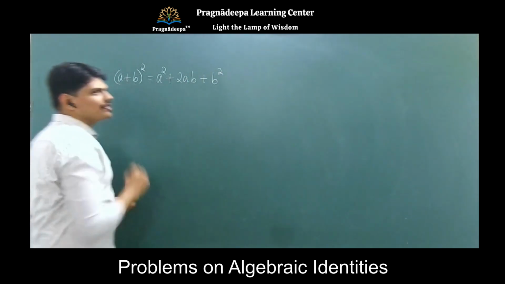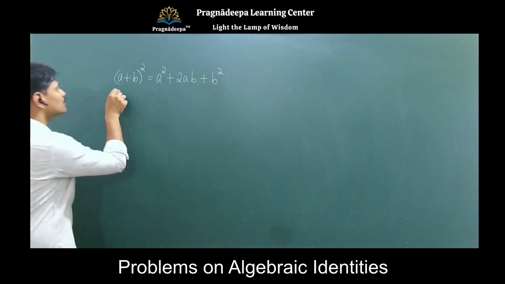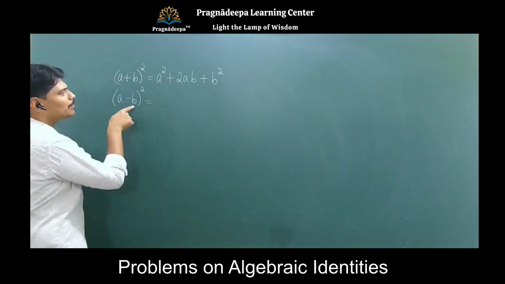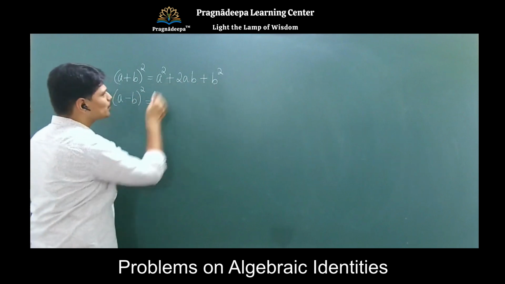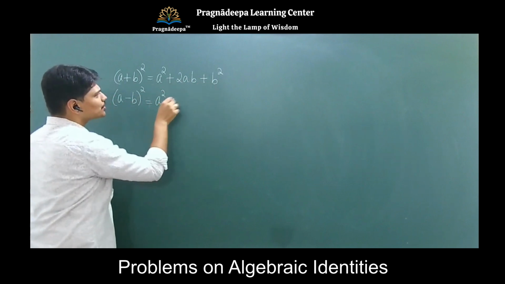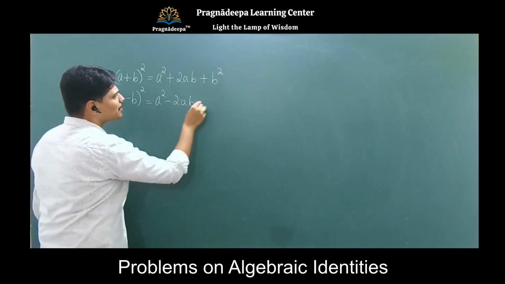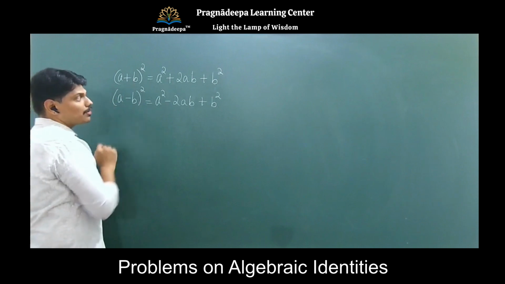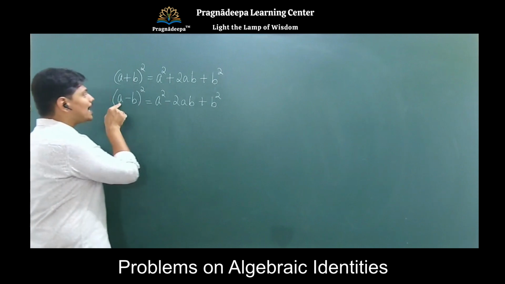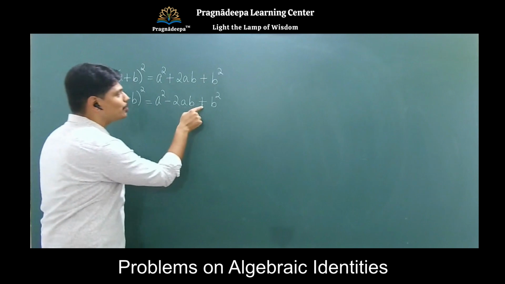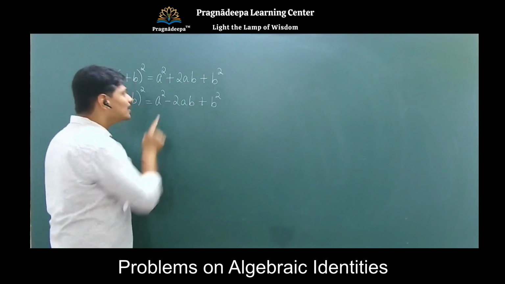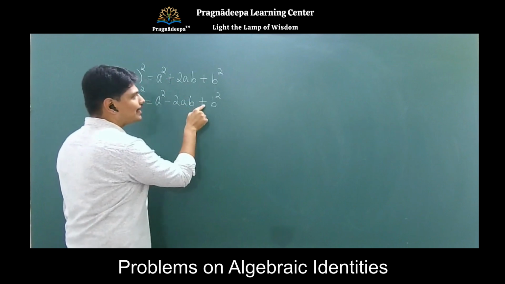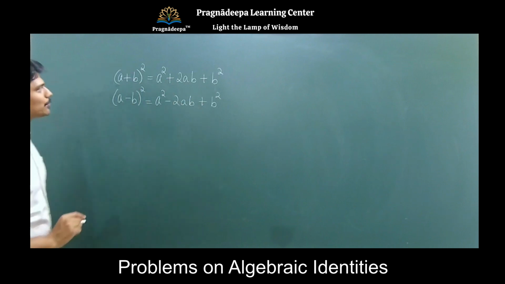So (a plus b) whole square is known, and (a minus b) whole squared is similar. It's easy. Change b to minus b in this expression and you will get it. So there is no need to memorize. a square minus 2ab plus b square. Students, some of you might get confused. When writing (a minus b) whole square, some write minus in both places. Okay, it's wrong. You have to write minus only in the 2ab term, and here it should be plus. Plus b square should be there.